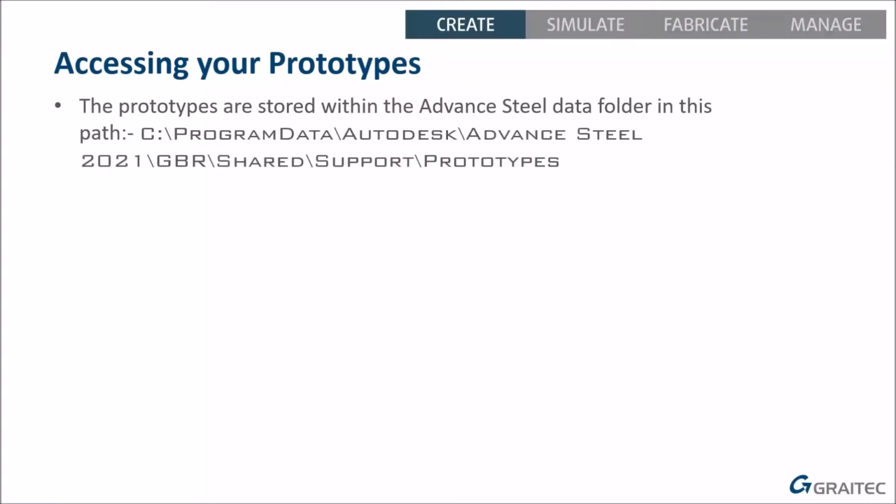Where do you find these prototypes if you want to customize or edit them? Well, they're stored in this path here. You should all get familiar with the path to what we call the data folder. And that is C, Program Data, Autodesk, Advanced Steel, whatever year. You could stop there, but since we're always using the UK version, it'll be GBR. If you're using another version, it'll be different initials. That is the data folder. That stores your entire setup for everything about Advanced Steel. The prototypes are within that folder. They're a bit deeper down. They're also then in shared support prototypes.